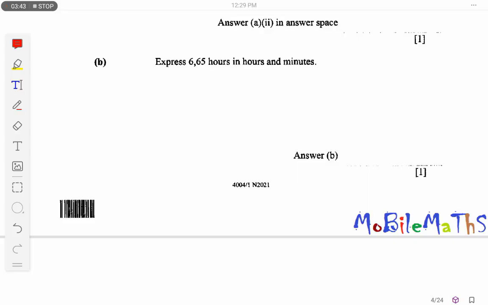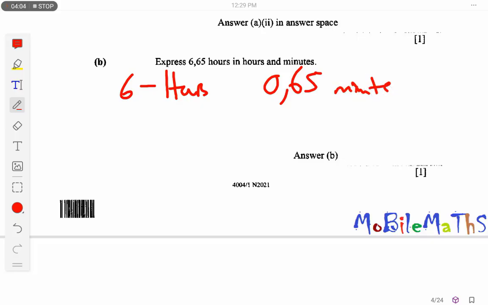Express 6.65 hours in hours and minutes. What I can do, the 6, I will take as hours. So for me, these are the hours. Now I want to find the minutes. The minutes are in the 0.65. These are the minutes, but we don't have minutes like this.